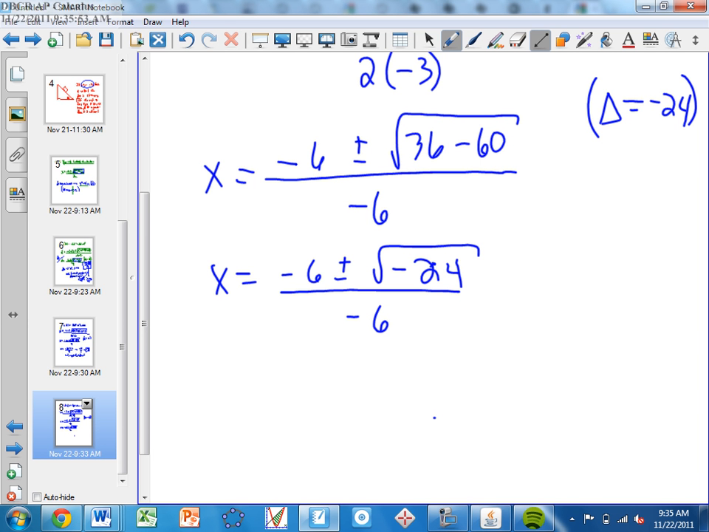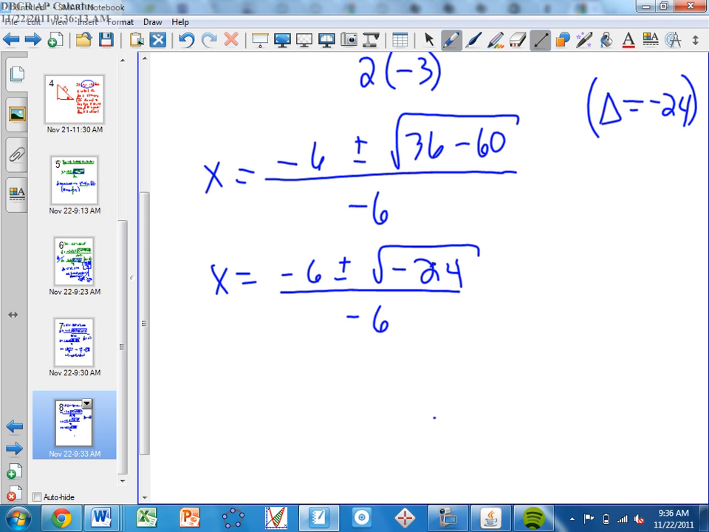Well, instead of negative 24, what should I do? Can I say it, please? Yes, go. The negative square root of 6 times the square root of 4. Okay, we can do that, very good. We can do 6 and 4 and break down the 4, absolutely.